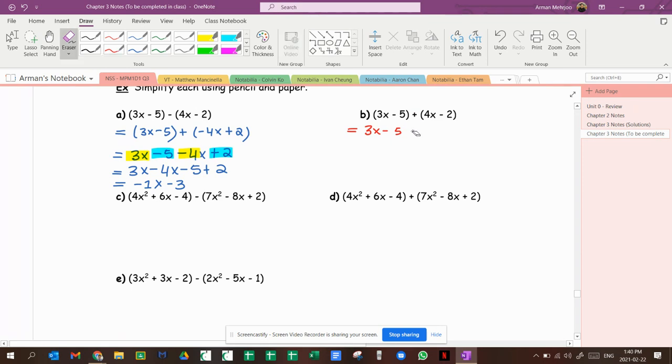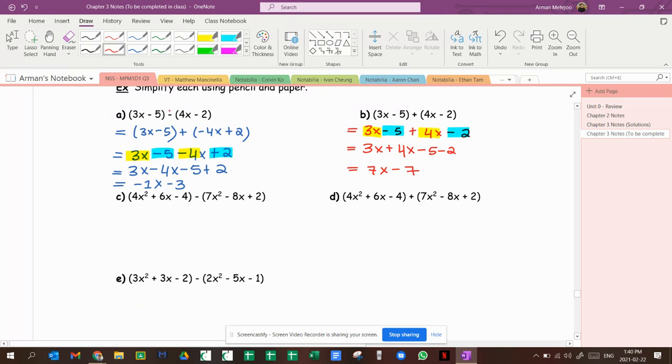So plus 4x minus 2. Identify like terms. Group up like terms. And simplify. So 7x minus 7.